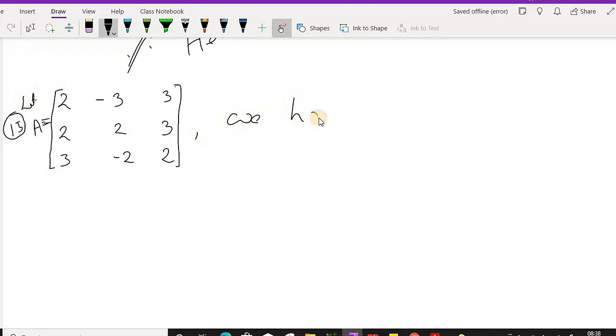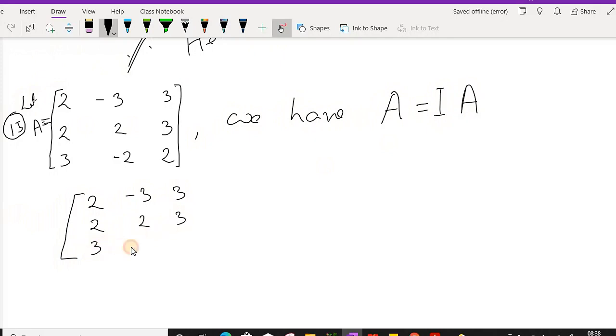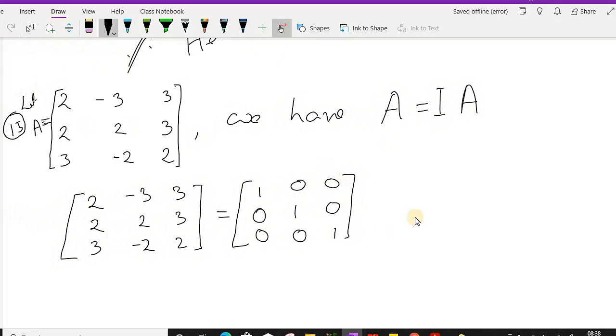Now we put A here: 2 minus 3 3, 2 2 3, 3 minus 2 2. Then you put the value of I, which is 1 0 0, 0 1 0, 0 0 1. Now you put A here.